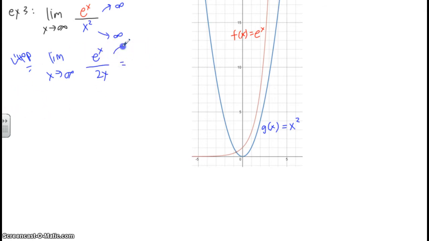In this case, as x gets really big, x approaches infinity. As x gets really big here, 2x approaches infinity. I have another indeterminate form. I can apply L'Hopital's rule again and get e to the x over 2. Now in this case, this is enough to say the numerator grows without bound over a constant of 2. As x approaches infinity, e to the x grows infinitely bigger than x squared, so the limit is positive infinity.